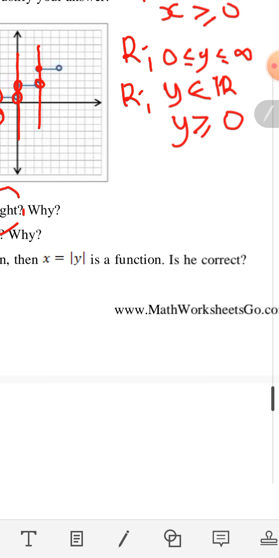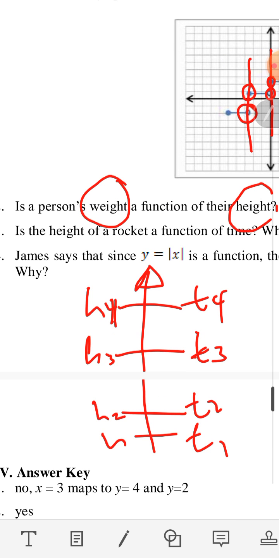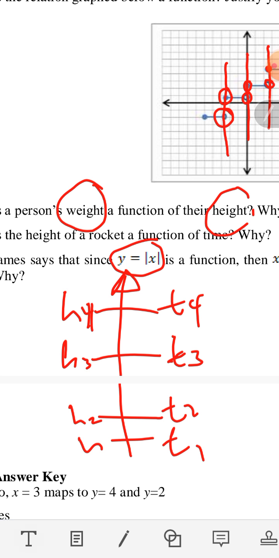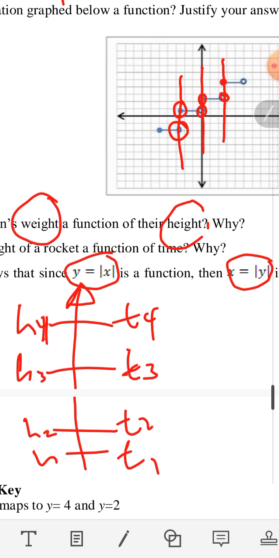The last one, James says that since y equals the magnitude of x is a function, then x equals the magnitude of y is a function. Is he correct? Same idea here. You can go and graph these things on Desmos. Graph this on Desmos, and the other one on Desmos, and then use the vertical line test to check whether it's a function.